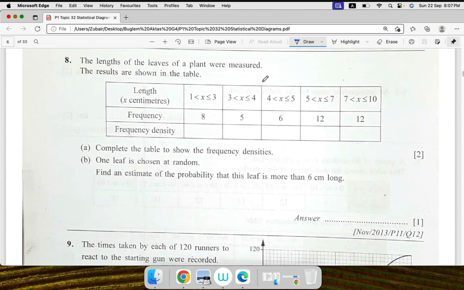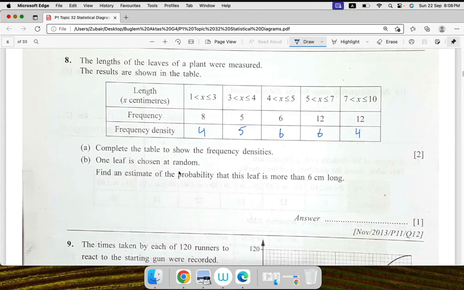The length of leaves of a plant were measured. The results are shown in the table. Length classes are given, frequency is given, frequency density. What would be the first value? That would be 4. Correct. And then it would be 5, 5, and then 6, 6, 6, 4, 4. Complete the table to show frequency density is done.